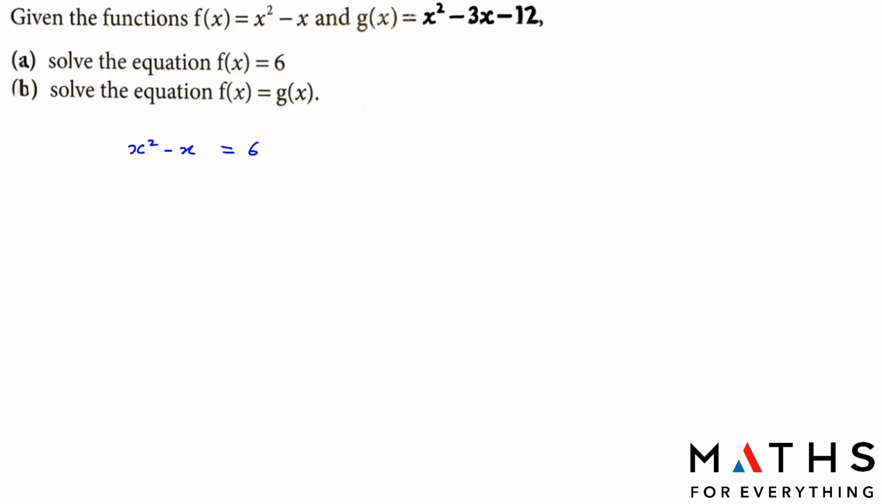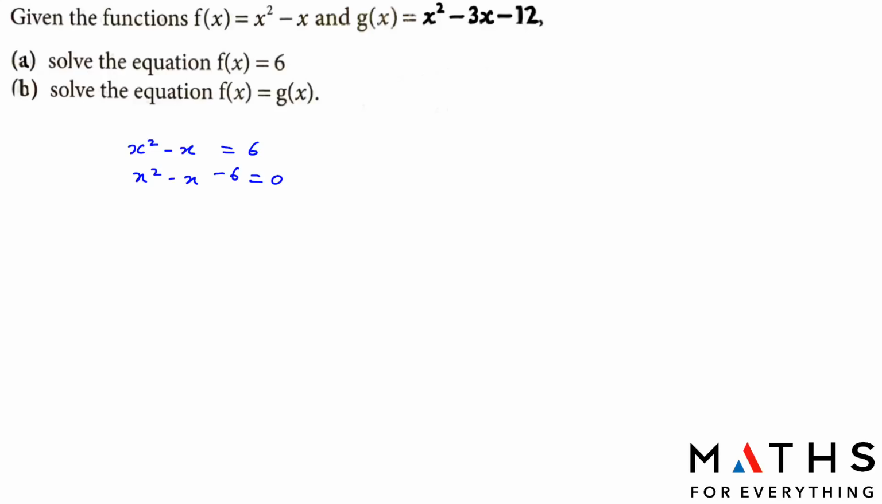You can see that this is a quadratic equation. Bring the 6 to your left hand side. Make it equal to 0. You can solve this either by using the calculator or factorization method or quadratic formula, completing the square, whichever way you want to solve it.